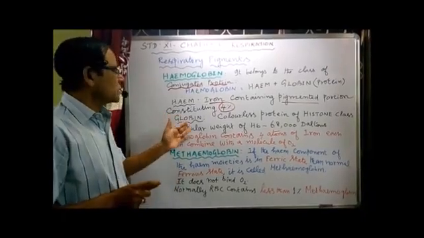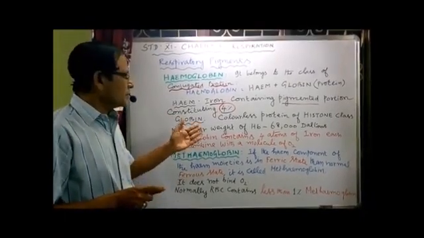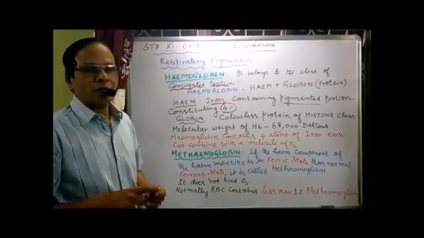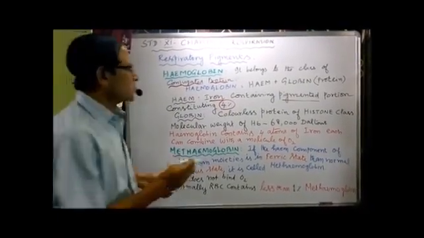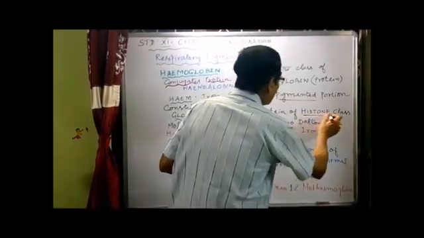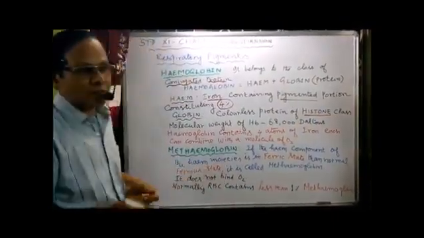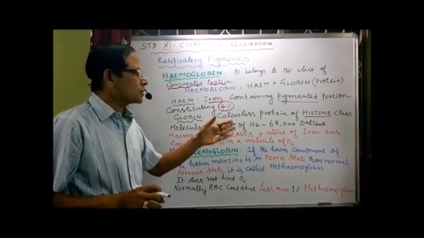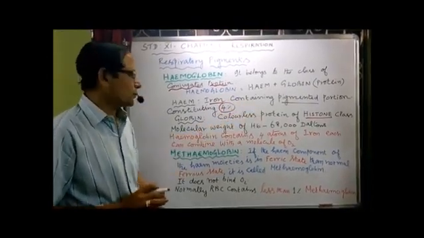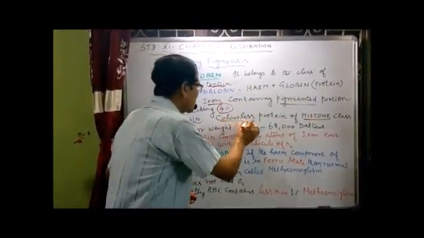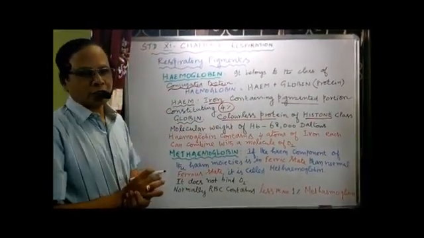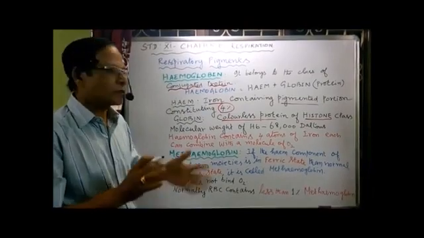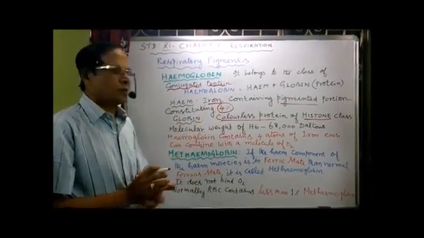The next part is the globin. It is nothing but a colorless protein, which belongs to one class, the histone class. We have different classes of proteins. One type of protein is a basic protein, called histone. So globin is a colorless protein. Normally it is formed of 4 polypeptide chains, 2 alpha chains and 2 beta chains.